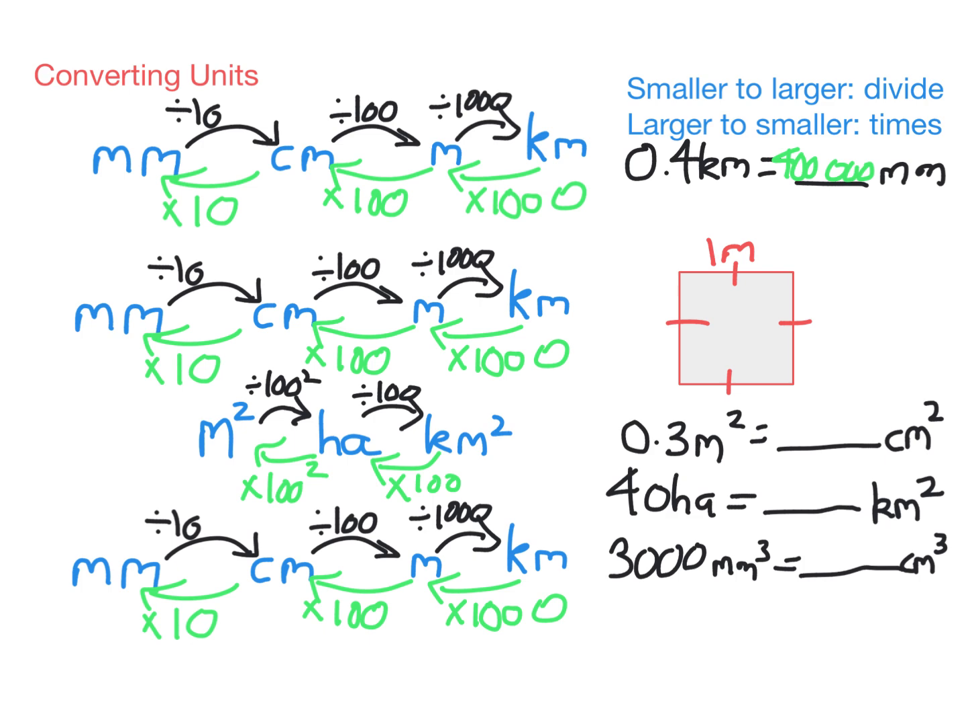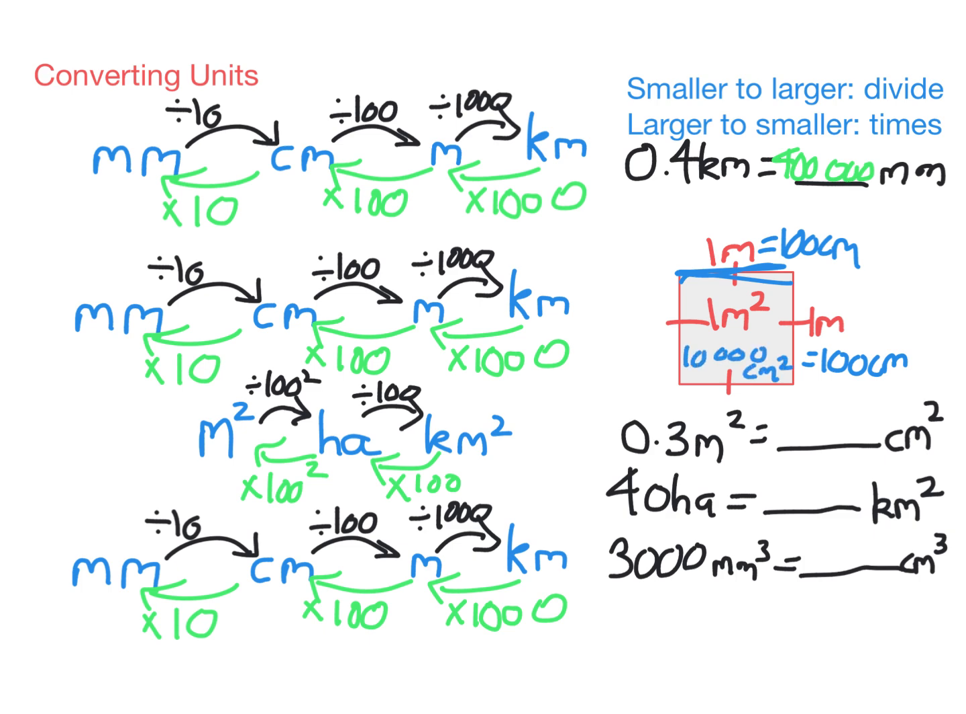But what about if we want to convert square units? So let's look at this square here. So clearly its area is 1 times 1, 1 meter times 1 meter. It's 1 meter squared. But its length is 100 centimeters because 1 meter is the same as 100 centimeters. So what is the area of this square in centimeters squared? Well, it's 100 times 100. It is actually 10,000 centimeters squared.